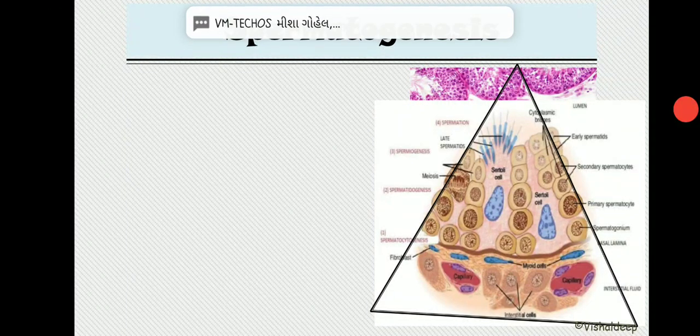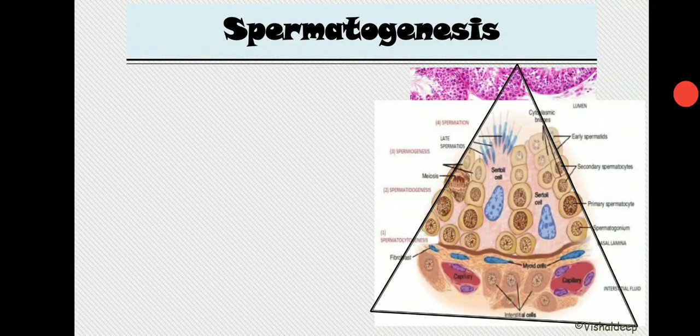So this entire period of spermatogenesis, from spermatogonia to spermatozoa, will take about 74 days. In some books it is written as 72 days, but remember it is 74 days. Now let's discuss this entire sequence of events.